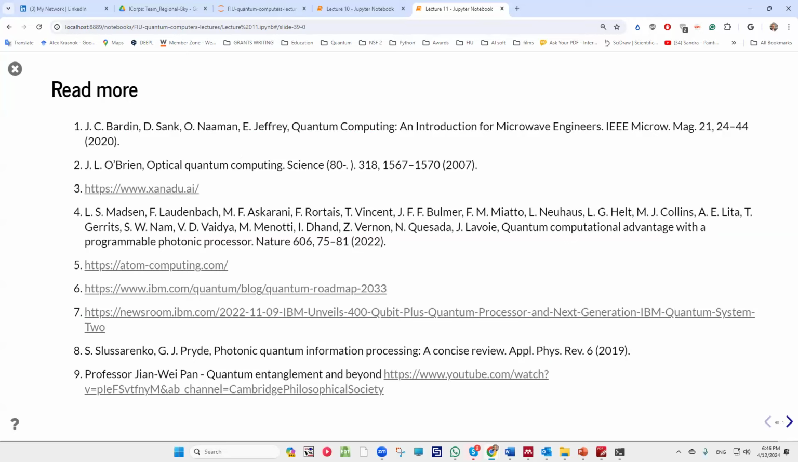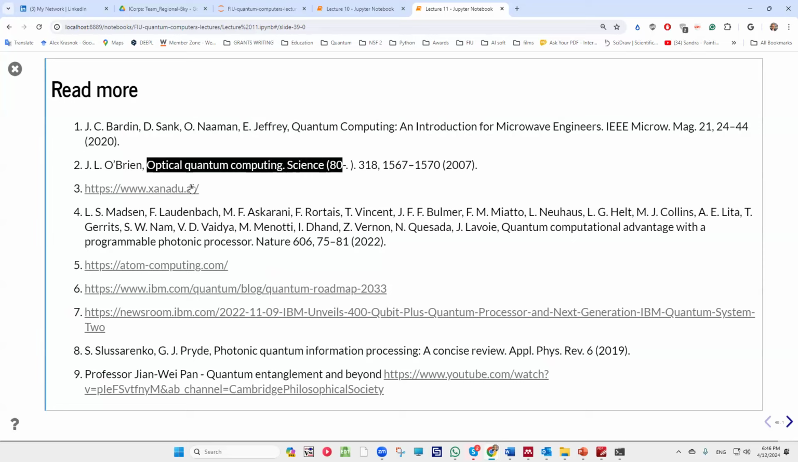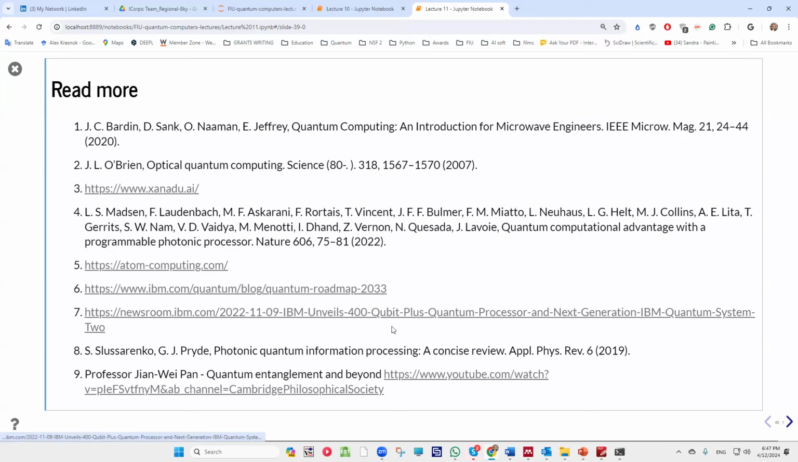And here is a list of some materials for further reading. I put some good review papers on quantum computing in general and optical quantum computing. I also put some links to companies that work on these optical quantum computing problems, not only photonic, but also neutral atoms, and so on.